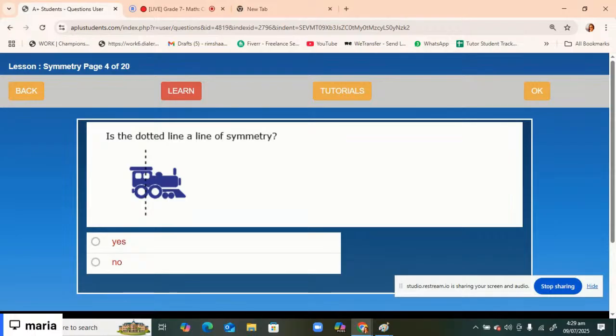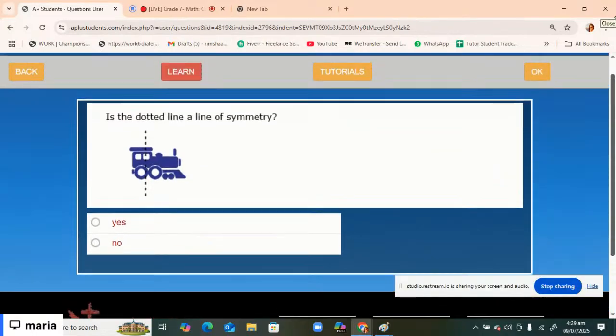Is the dotted line a line of symmetry? Look at this figure and then tell me, everyone. Hurry up, everyone, tell me the answer of this one, please. Okay, you guys tell me the answer of this, please. No, it's not. Okay.